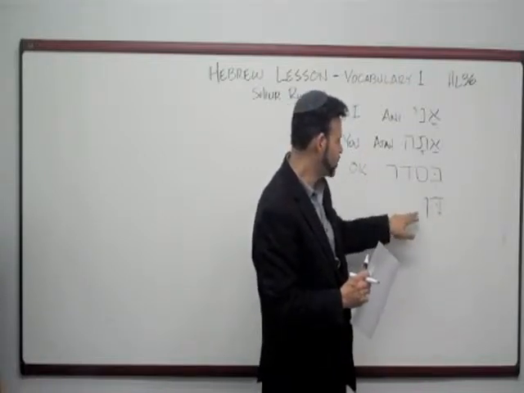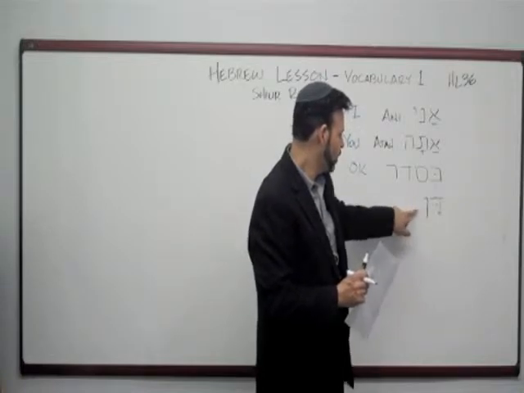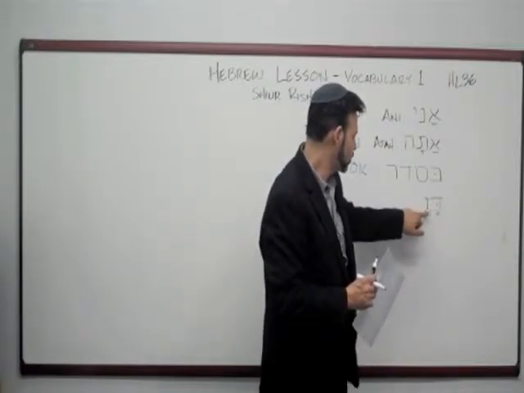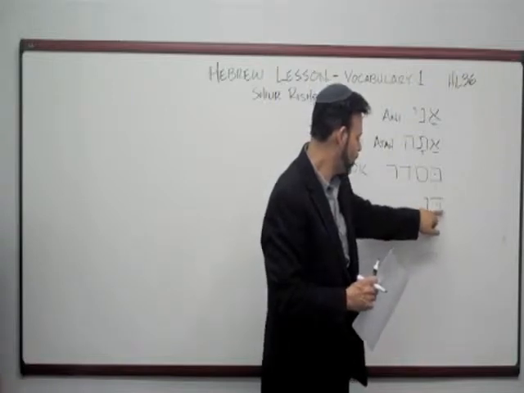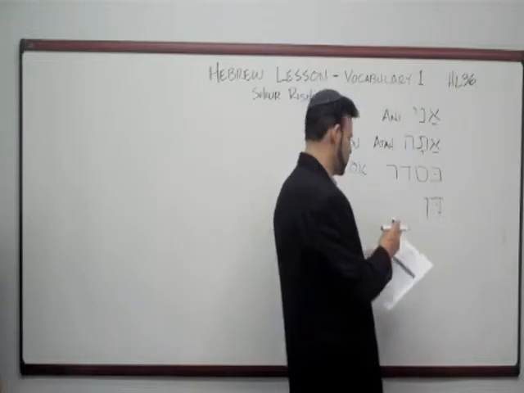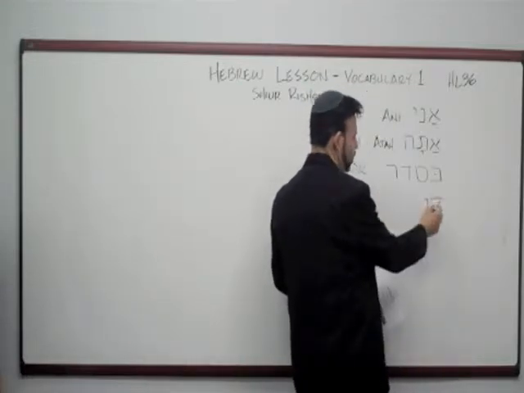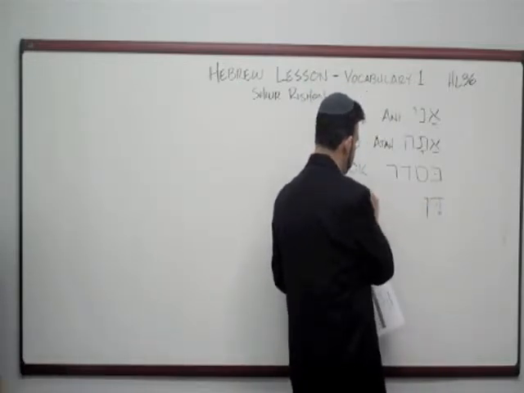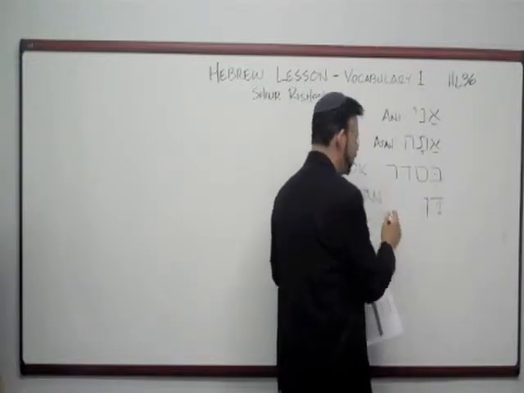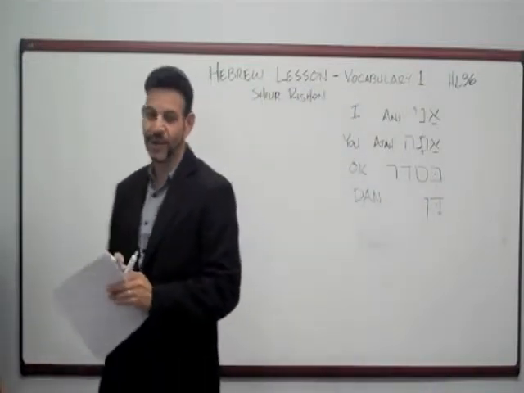Okay? So here is the name with dalet, a patach, kamatz underneath, and nun sofit. How would I transliterate this name? Just give me the letters here. D. A. And what name is that? Don. Yeah, very good.